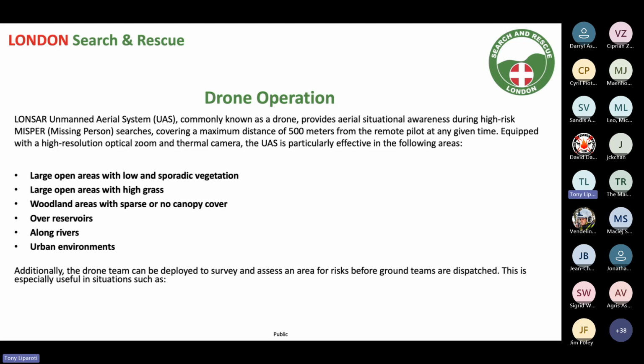Additionally, we deploy the drone to conduct surveys and assess areas for risk before the ground teams are deployed. And it's very, very important to provide this capability because, through the aerial situation awareness, it can give a much better understanding to assess an area that needs to be searched. So, areas where the ground team finds obstacles, and the example could be a gate, fences, or any other natural or artificial barrier.